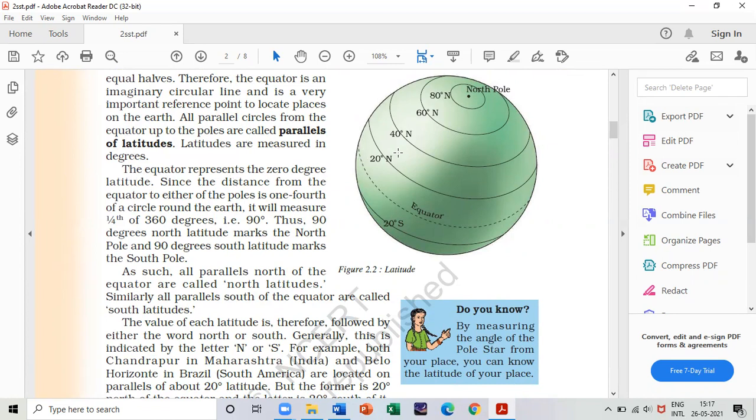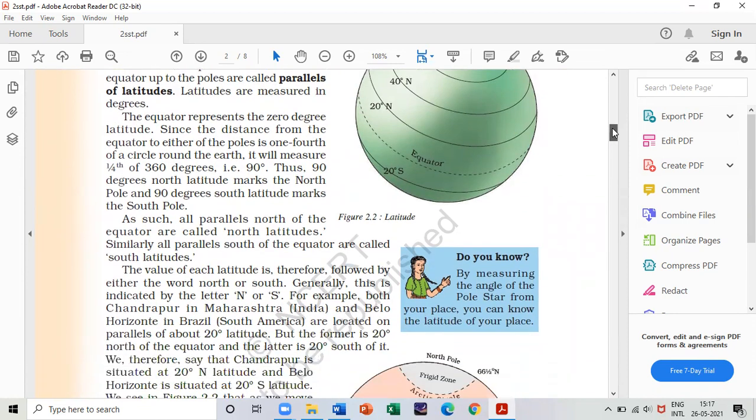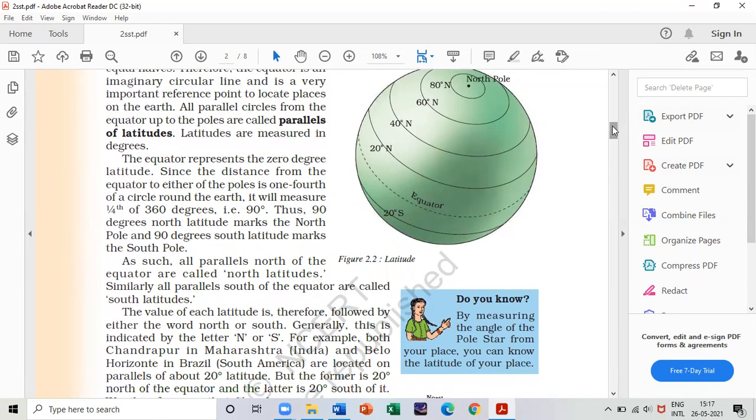And this section is very important, like the distance from the equator to either pole is 1/4 of the circle round. So it will definitely come in the MCQs, that is, the distance of the poles from the equator. Please note, that is 1/4 of 360 degrees, that is 90 degrees. Please remember this and must underline it in your book.